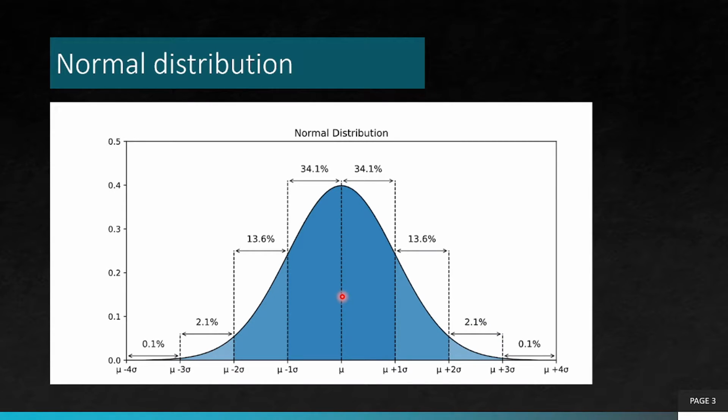Here you can see in the figure that between mu minus 1 sigma and mu plus 1 sigma it is 68%, and then between mu minus 2 sigma and mu plus 2 sigma this is the shaded region, and it is 95%, and similarly mu minus 3 sigma to mu plus 3 sigma is 97%.